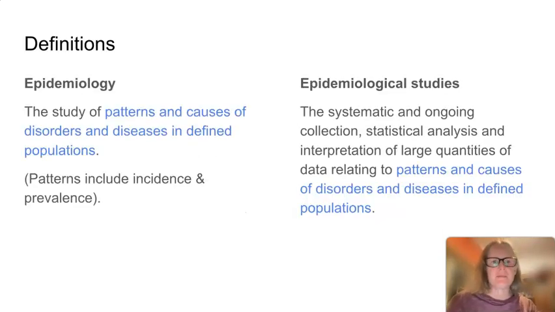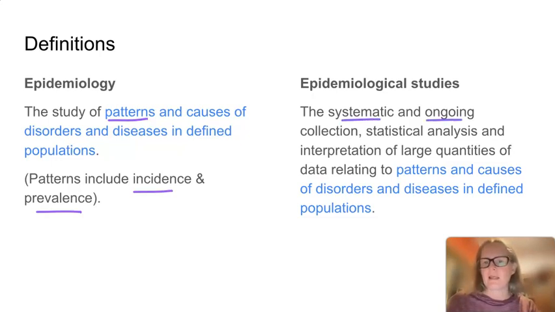First of all, epidemiology. We've got to understand that epidemiology is the study of patterns of the causes of disorders and diseases in defined populations. So by patterns, we could include things like incidence or prevalence. So words we've met before. So incidence is the number of new cases, and the prevalence is the number of cases in a population in total.